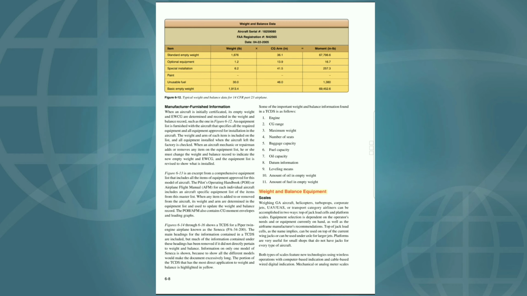Weight and balance equipment. Scales. Weighing by aircraft, helicopters, turboprops, corporate jets, UAV/UAS, or transport category airliners can be accomplished in two ways: top-of-jack load cells and platform scales. Equipment selection is dependent on the operator's needs, and/or equipment currently on hand, as well as the airframe manufacturer's recommendations. Top-of-jack load cells, as the name implies, can be used on top of the current wing jacks, or can be used under axle for larger jets. Platforms are very useful for small shops that do not have jacks for every type of aircraft. Both types of scales feature new technologies using wireless operations with computer-based indication and cable-based wire digital indication.